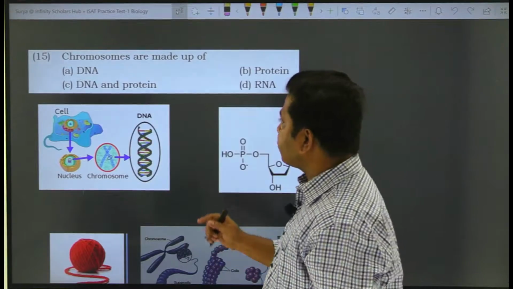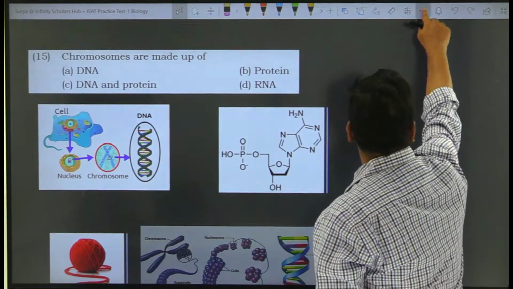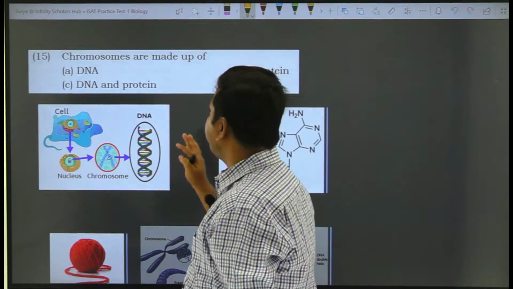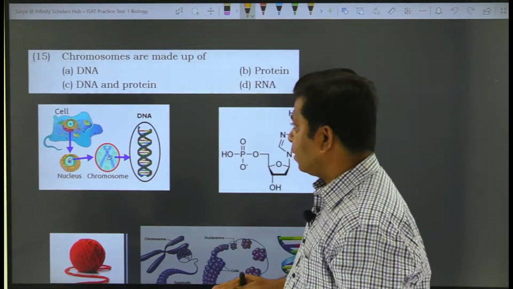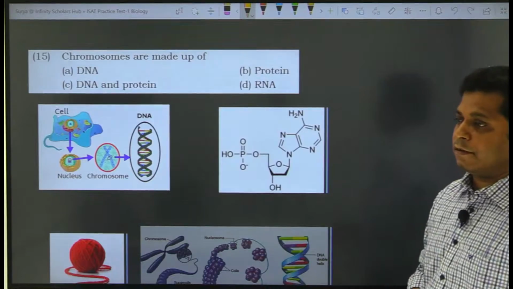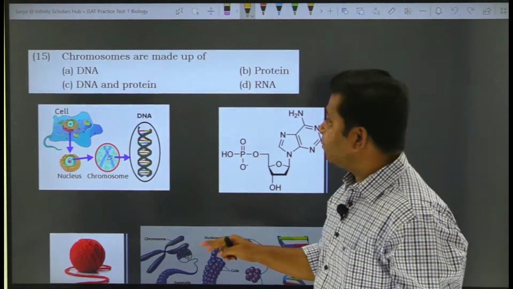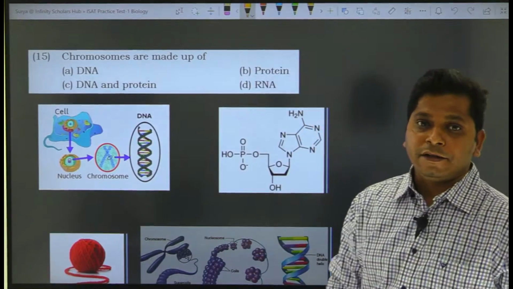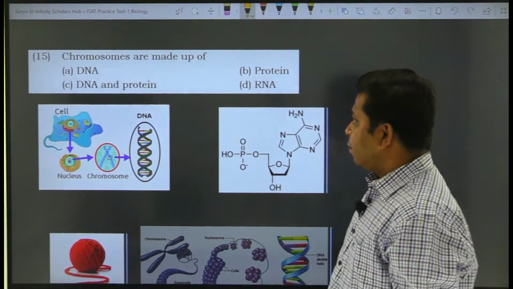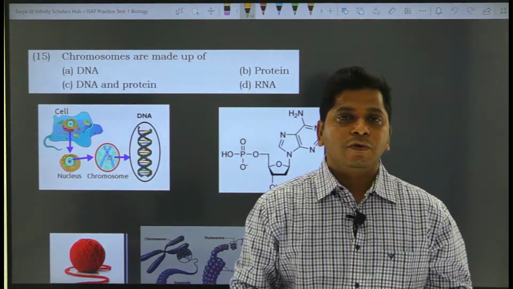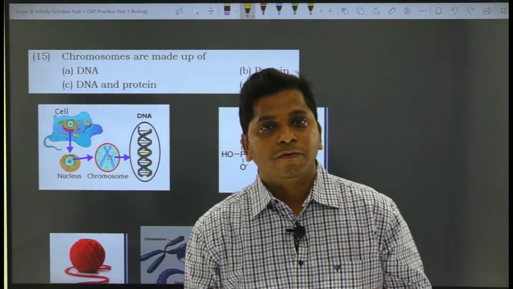The first question is a very simple one which talks about chromosomes being made up of DNA. The choices given are DNA, protein, DNA and protein, and only RNA. Before answering this question, we need to know the composition of the chromosomes.